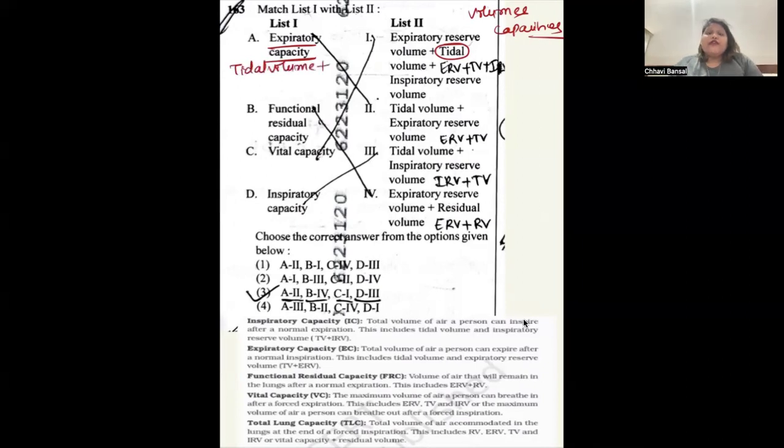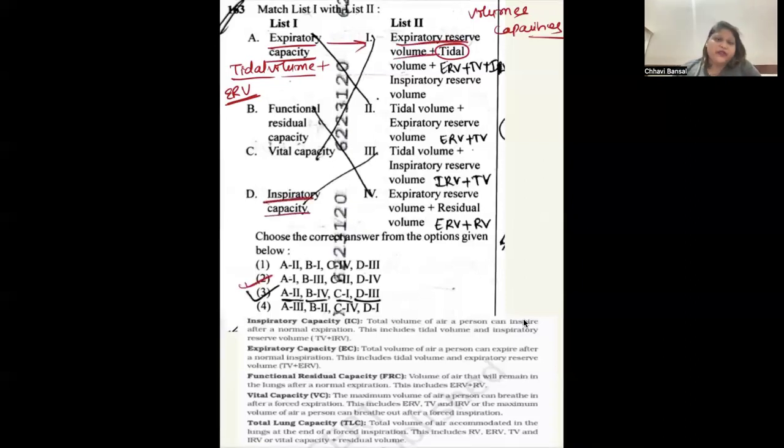Plus, if you are doing forceful expiration, what are you exhaling? You are exhaling tidal volume plus expiratory reserve volume, which you generally do when you do forceful expiration. So what is expiratory capacity? Tidal volume plus expiratory reserve volume. Let's see. So the option expiratory reserve volume is option 1. If you see that, option 2 is correct. But let's check the other ones also.